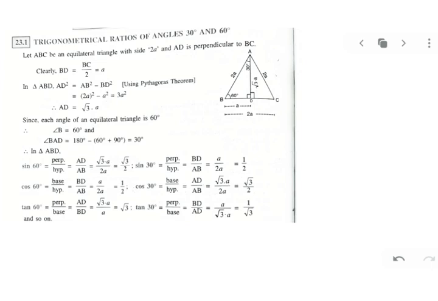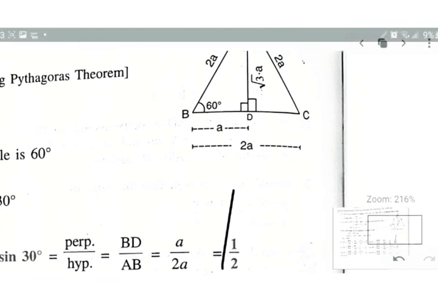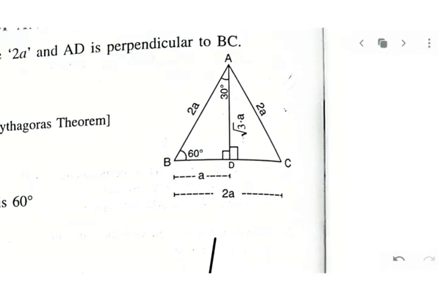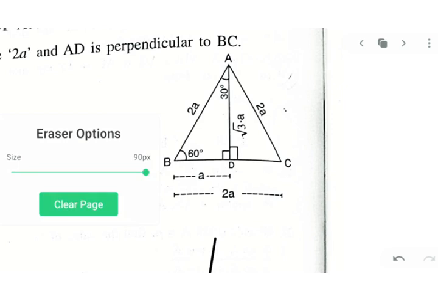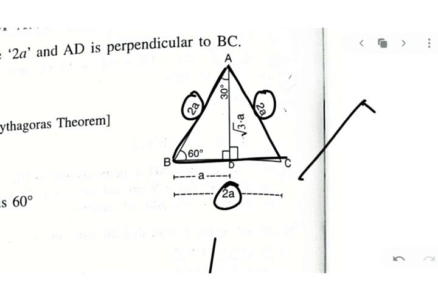Now I'll be teaching you how these ratios have been derived. We will be taking trigonometrical ratios of angles 30 and 60 first. Here I'll go for an equilateral triangle whose each side is 2a. In that equilateral triangle, each side is 2a.